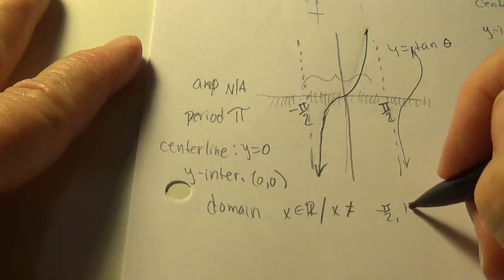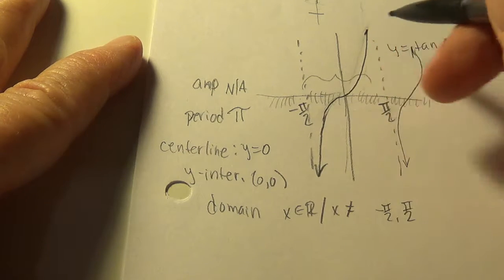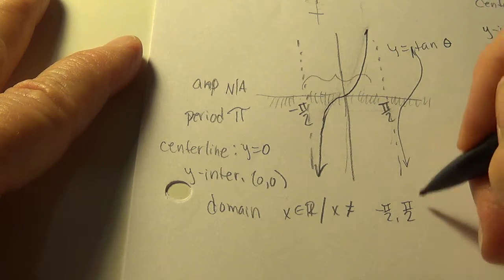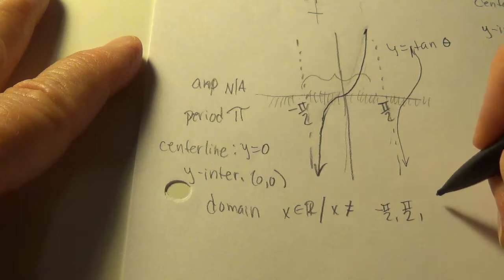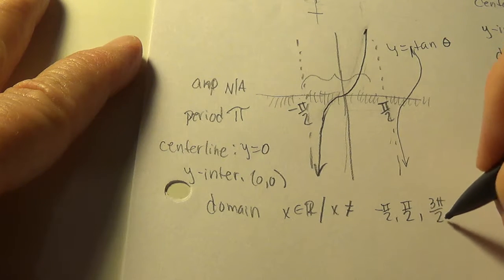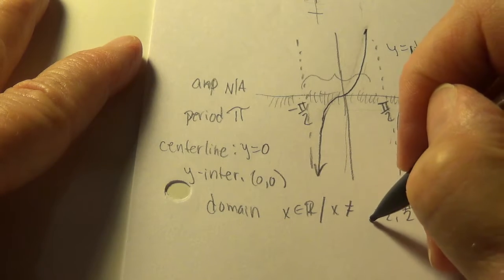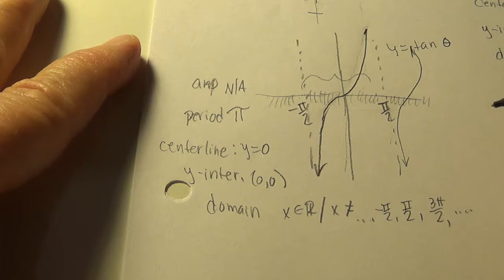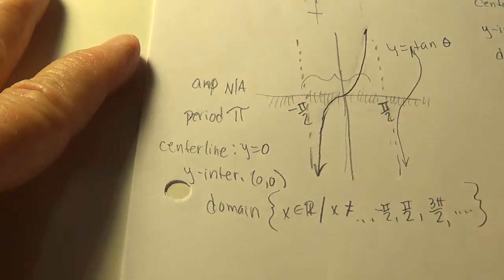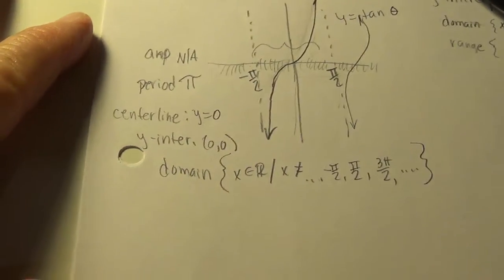Pi over 2. The tangent curve will never reach or touch that value. And the next one would be 3 pi over 2, and so on, in both directions. So that is the domain: everything except the asymptotes. The range.